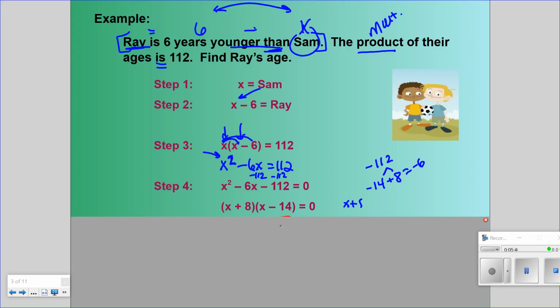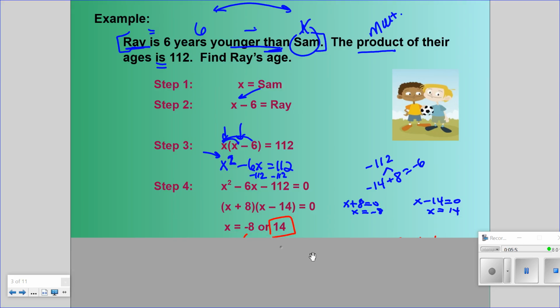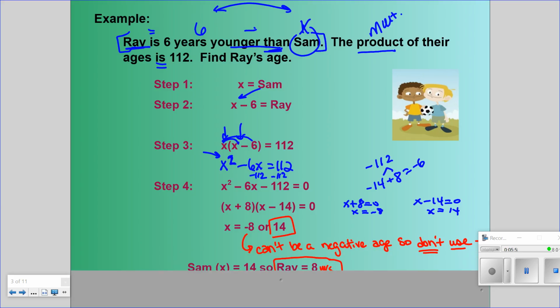So x plus 8 equals 0, x minus 14 equals 0. We subtract 8, so x could equal negative 8, or x could equal positive 14. So this is where we will have a discussion or think through what really makes most sense in this scenario. We're finding Ray's age. Well, we found two possible ages for Ray. He's either negative 8 or he's 14.